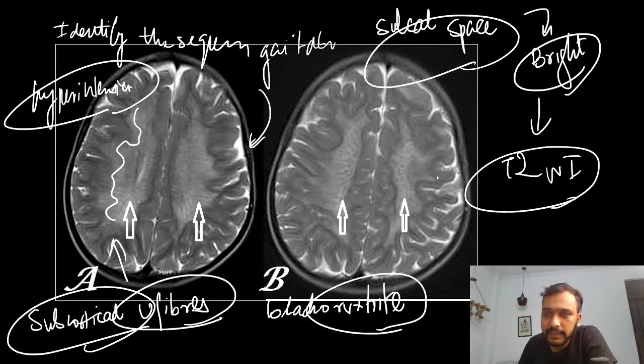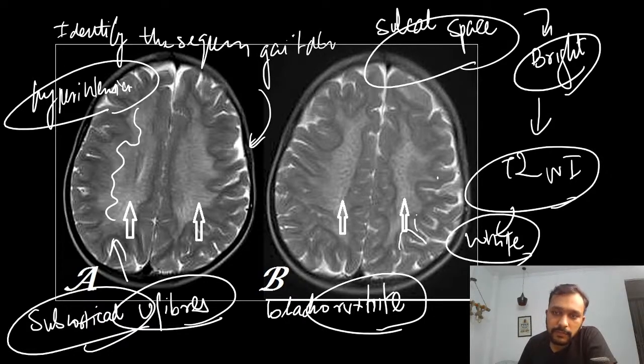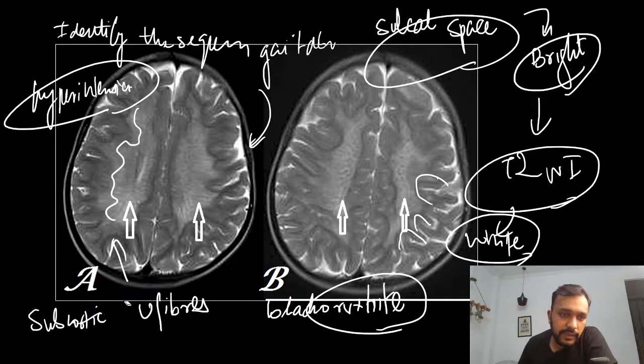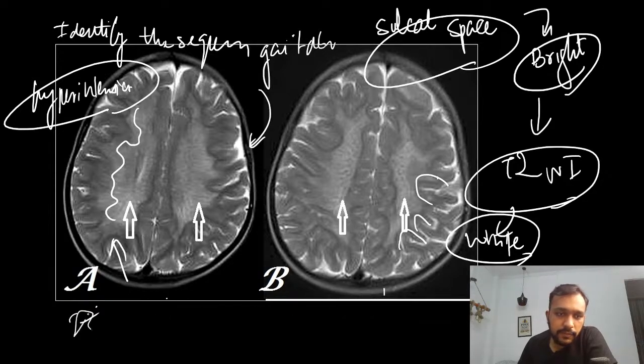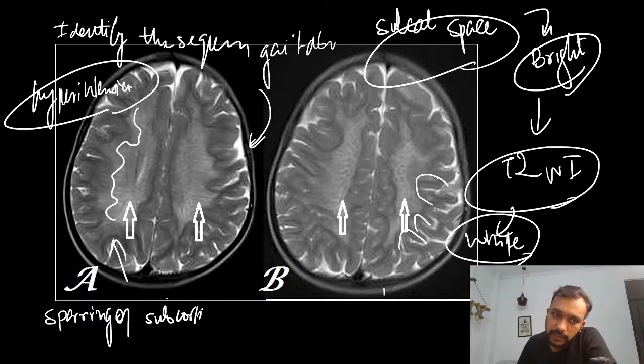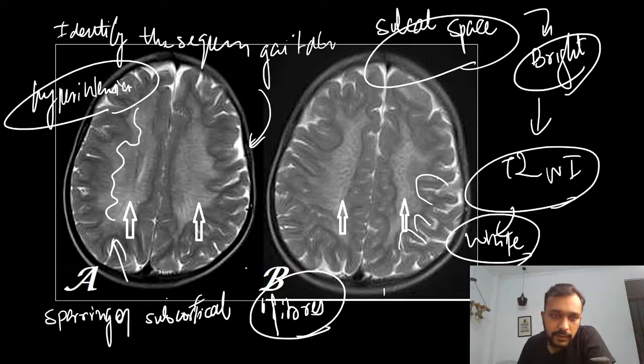As I told you, in T2 weighted image, normal white matter will look black. So what is happening? Your white matter is looking black on T2 weighted image, right? So we can say, guys, that there is sparing of subcortical U fibers in these patients. Subcortical U fibers are spared in this patient, right?